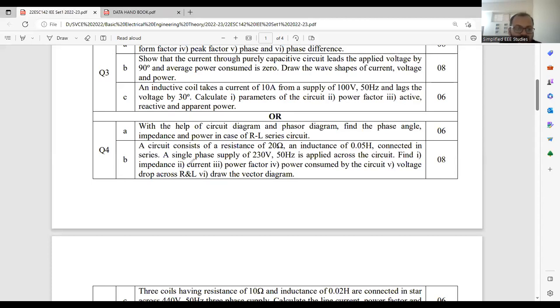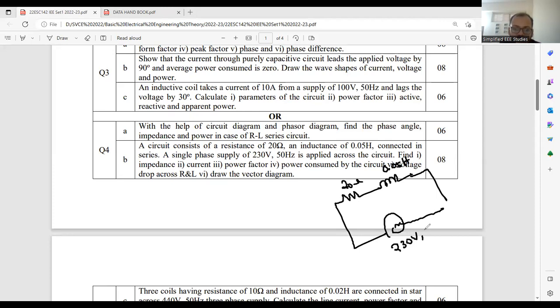Fine. So take this as a reference and go ahead. Question number 4b, there is a numerical example, very simple. We have the resistor, which is 20 ohm. Then inductance is 0.05 Henry, connected in series. It's an RL series circuit. Supply voltage is given, 230 volt, 50 hertz. And current is not available.